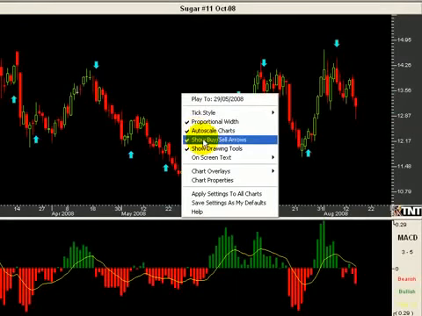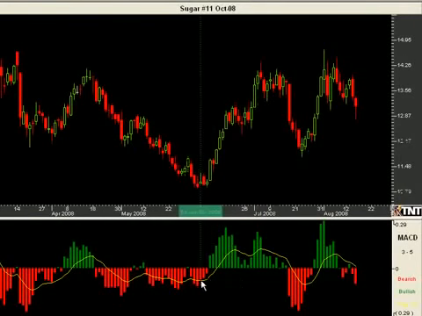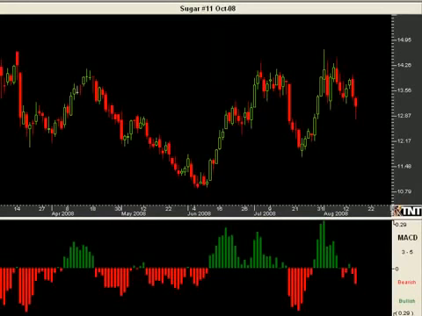The other way I like to deal with it is I will ignore the trigger line. You can actually take the trigger line right off if you want and just look at the crossovers. You'll notice here when these bars change color, that's at what they call the zero line. All that means is that the market is perfectly neutral. The idea here is that when MACD crosses the zero line, we're looking at an overall change in trend.